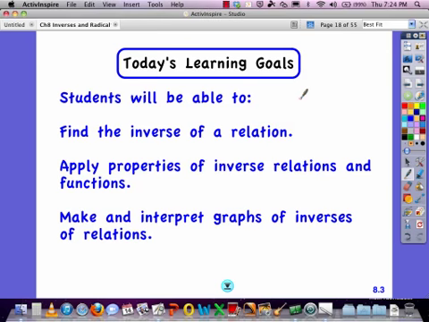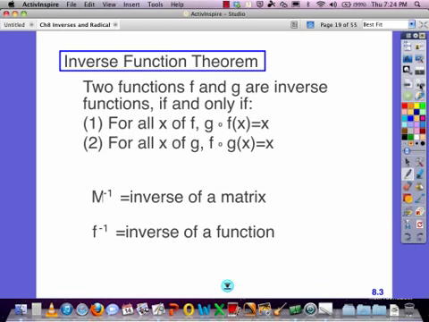Okay, now that we know what inverse functions are and how to find them, we're now going to be talking about their properties a little more. So in this section, you'll see several learning goals that look similar to last, but they will be just a hair different. We want to be able to find the inverse of a relation, so we're going to get more practice on that in all the different forms: point, chart, equation, and graphs. We want to apply those properties of inverse relations and functions, and then we want to make and interpret graphs of inverses of relations. So let's get started, since we know a little bit about what we're doing, but let's look at the new pieces that are our valuable notes from this section.